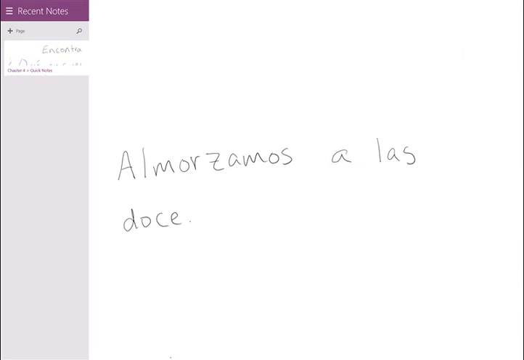Almorzamos a las 12. So, a couple things we want to look at. First of all, if I ask a question in the ustedes form, you would answer in the nosotros form, right? And note that in the nosotros form, there is no stem change, right? The stem change happens inside of our boot, and the nosotros form is outside of our boot.